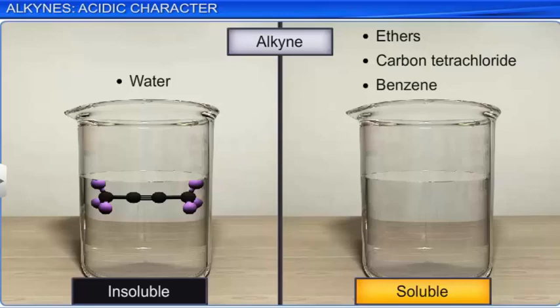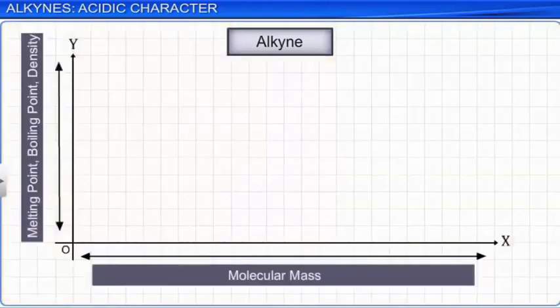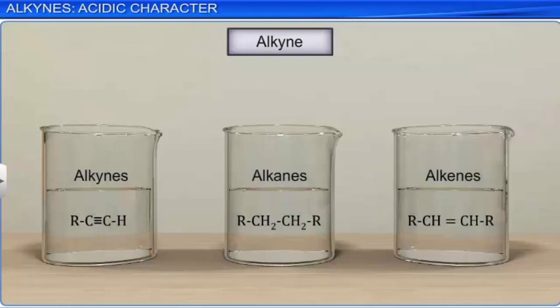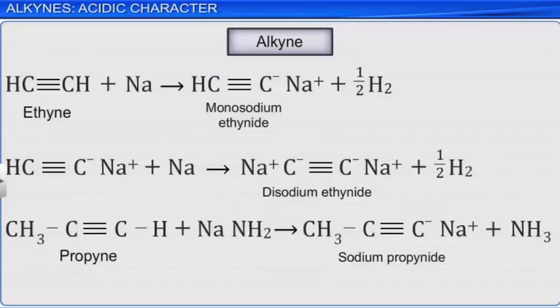The melting point, boiling point, and density of alkynes are directly proportional to their molecular masses. Coming to their chemical properties. Alkynes exhibit more acidic behavior than alkanes and alkenes. For example, sodium metal reacts with ethyne, forming monosodium ethanide and disodium ethanide. Similarly, propyne, with one hydrogen atom attached to a triple bond carbon atom, on reaction with sodamide forms sodium propanide.